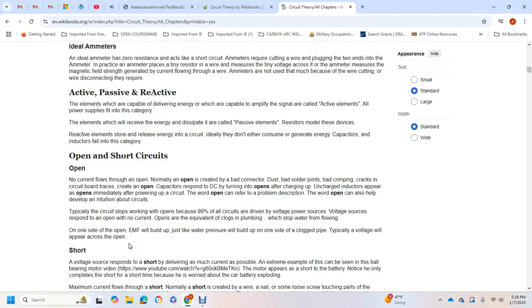Typically, the circuit stops working with opens because 99% of all circuits are driven with a voltage power source. The voltage source responds to an open with no current. Opens are the equivalent of clogs in plumbing, which stop water from flowing.